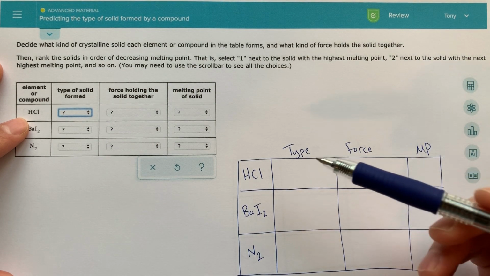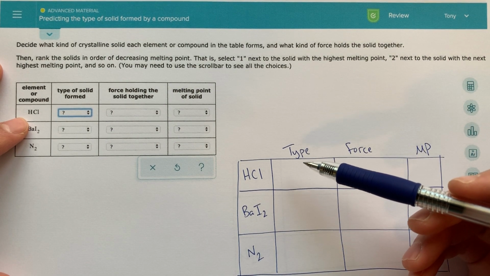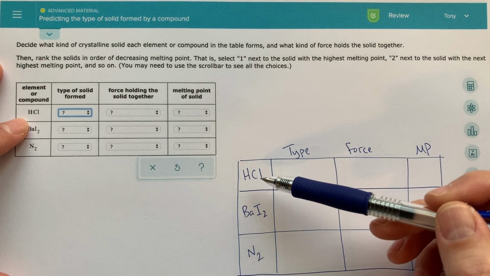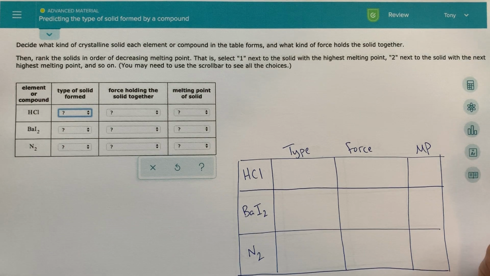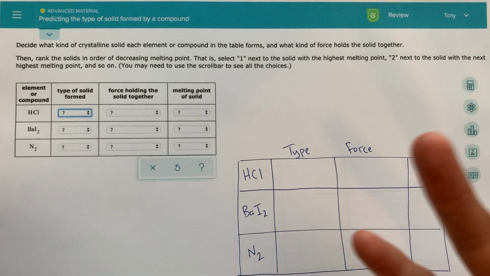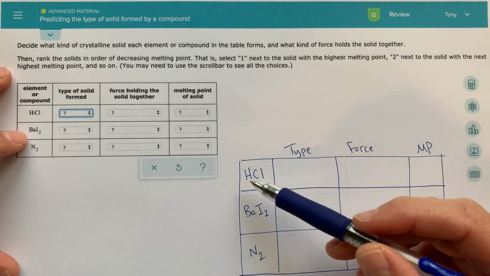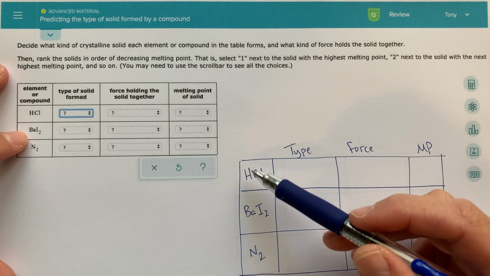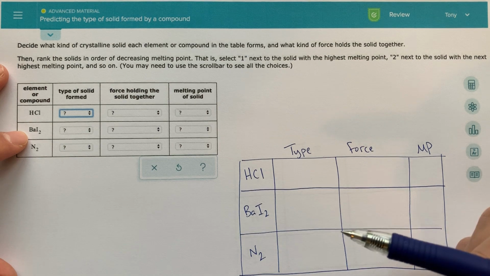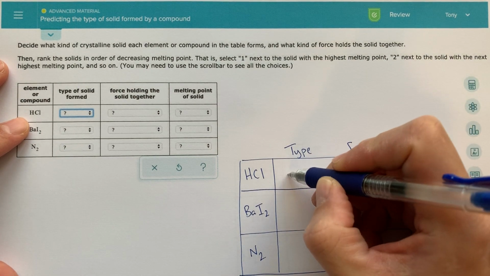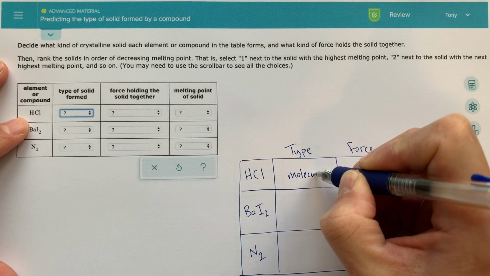So for the type, the first exercise is basically figuring out, of the atoms and elements that show up in your compound, what are they essentially? Are they nonmetals? Are they metals? So for HCl, I'm just going to look at, is hydrogen a metal or a nonmetal? It's a nonmetal. Is chlorine a metal or a nonmetal? It's a nonmetal. Therefore, this must be a molecular compound.